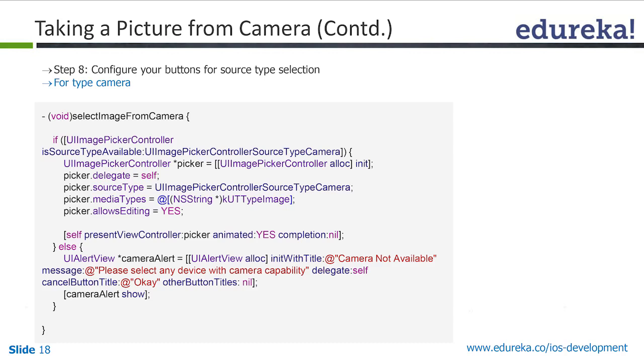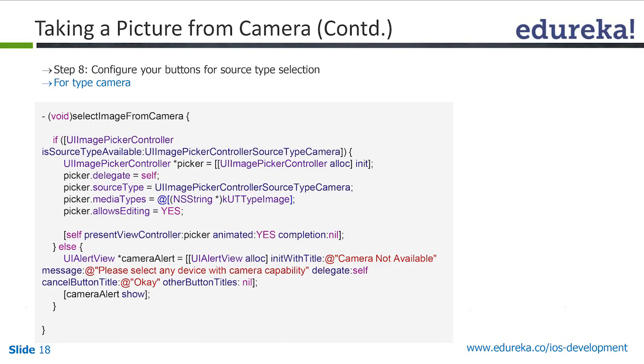And after setting each and everything for this object, then you will say show it to the user. So whenever you say this, it will be shown to the user, and the user will be able to go through all the process and capture the image. So here we have an else case.